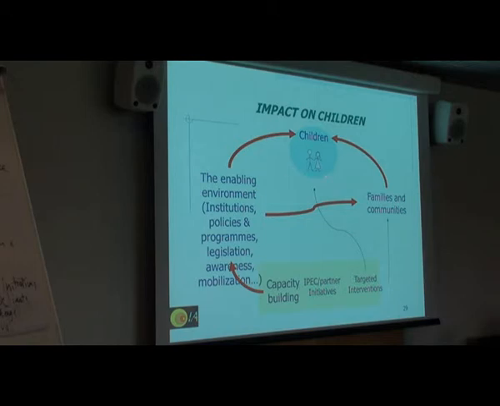If you really want to influence child labor, you have to bear in mind or address the enabling environment, which is the reason why child labor exists in the first place. So there's various capacity building and other kinds of interventions which can affect institutions, policies, programs, legislation, awareness, mobilization, and the like, which can affect children, and also families and communities. So this is an interesting example of a simpler theory of change model.